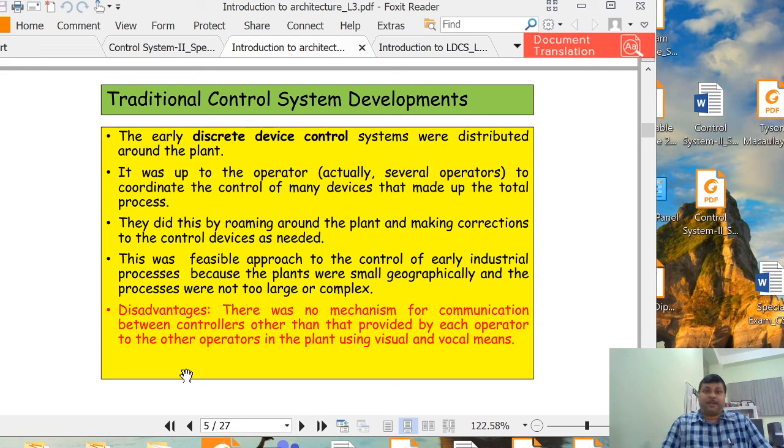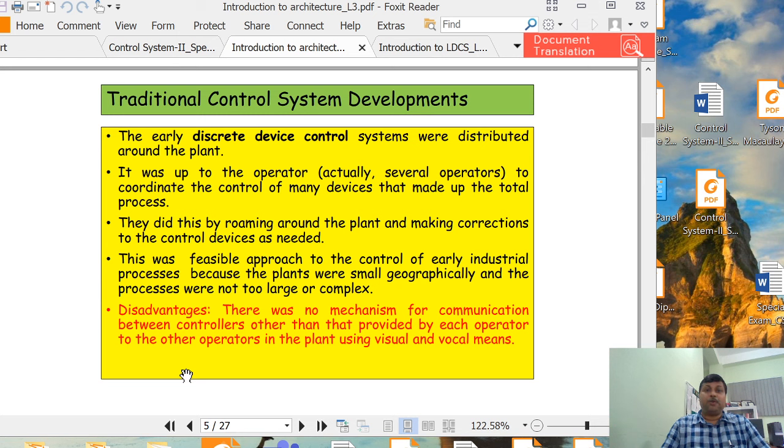So in early days, discrete device control systems were distributed around the plant. So all the discrete devices are distributed around the plant. It was up to the operator, actually several operators, to coordinate the control of many devices that made up the total process. Because you know that to control a total process, different control loops will be there, maybe 1000 or 2000 control loops. Maybe some are flow control loops, some temperature, some level control loops. Then if these control loops are distributed around the plant and not connected to each other, what does the operator have to do now? The operator has to coordinate the control of many devices that made up the total process.